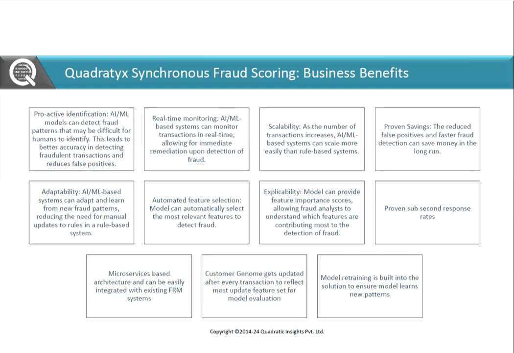If the transaction is happening very fast, such as in the context of UPI transactions, the response times are in a few milliseconds, a handful, 4 or 5 milliseconds, and it is possible for Quadratyx Synchronous Fraud Scoring to operate at that level, 4 to 5 milliseconds of response time on, let's say, 10,000 transactions per second and volumes of 1 billion transactions per month, or 10 billion transactions per month. This kind of scale is possible with Quadratyx Synchronous Fraud Scoring.